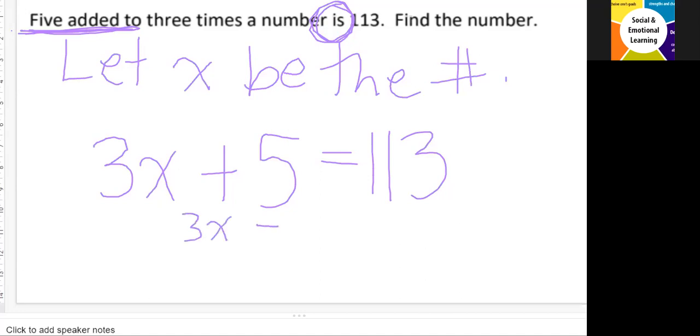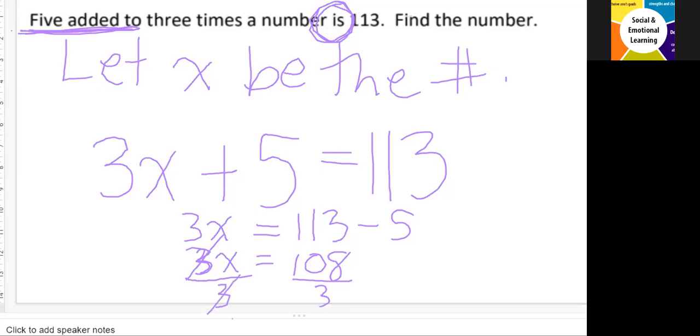Is x 36? I'm not sure. You guys are really fast. Let's move the positive 5 to the other side. What does the positive 5 become when it moves to the other side? Negative 5. Nice. So what's 113 minus 5? 108. Yes. And now I'm almost done. But look, I have to remove the 3 that's being multiplied by x. To remove or undo the multiplication, you divide both sides by 3, okay? And x equals 36.